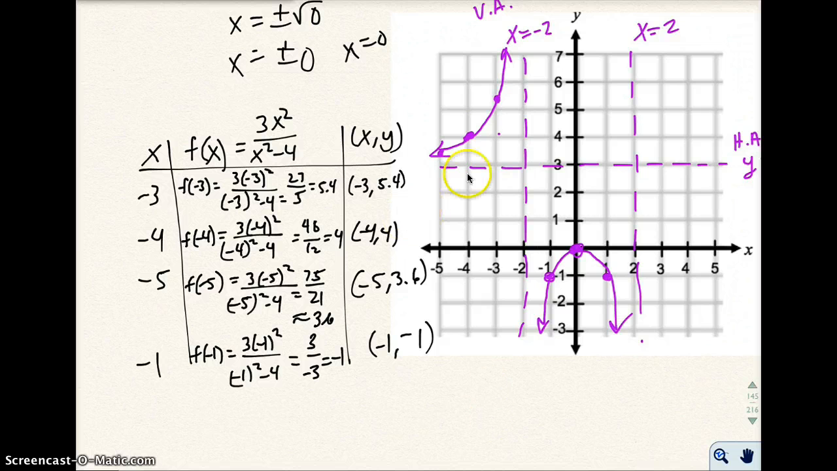And again, this is symmetrical, and at this point, it's going to be the same point on this side right here. So it's going to be 4, 4. Not the exact same point, but it can be symmetrical. So 4, 4. The point can be symmetrical here also. So I'm going to go ahead and put it right there. So it was negative 3, 5.4. Now it's 3 and 5.4.